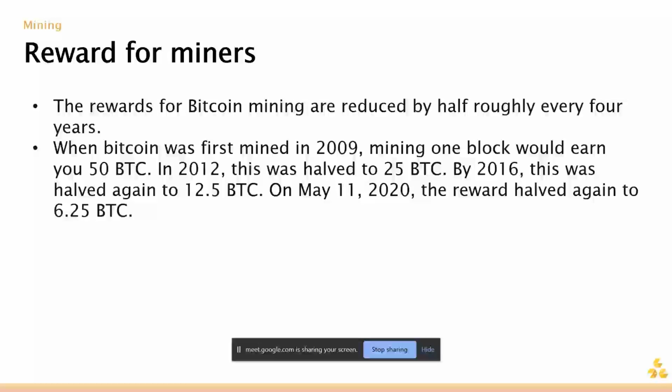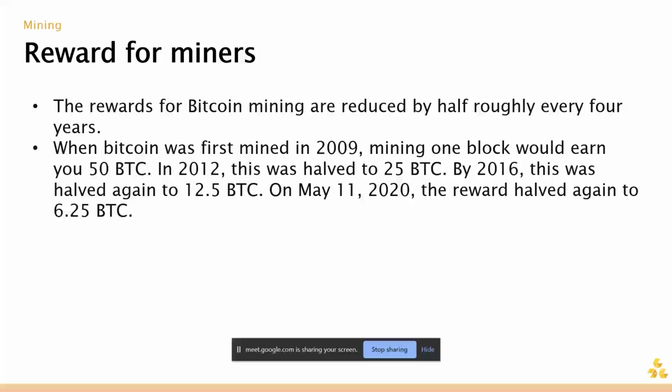Now, what is the reward for miners? Now, miners will be saying that भाई इतना काम कर रहा हूँ मैं, transaction verify कर रहा हूँ, तो reward क्या रहेगा मेरा? So, when Bitcoin was first mined in 2009, mining one block would earn you 50 bitcoins. 2009 में 50 bitcoin मिलते थे एक block mine करने पे.